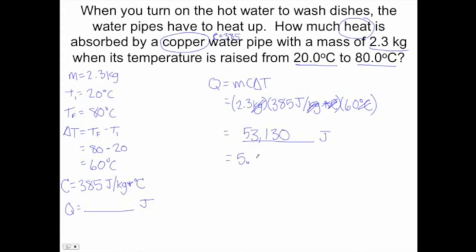You also might see answers written like this. You see me doing this? And that's okay. So you may see answers either way. Either one of these would be right. And that's all you have to do for a specific heat problem. You just plug in your numbers. And remember, you get this C from a table. This is not something that you just make up out of thin air or have to memorize. It's in a table. And the next slide I'll show you what the table looks like.